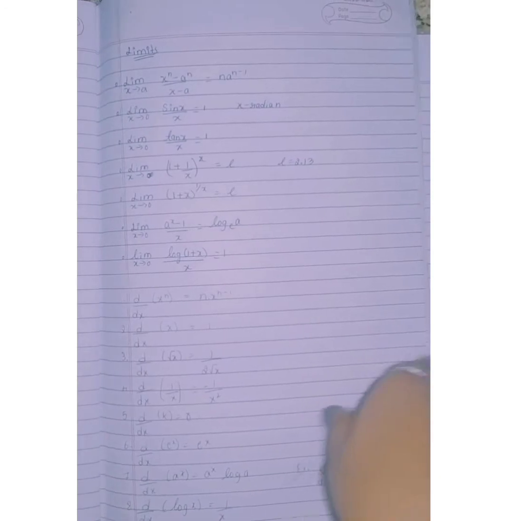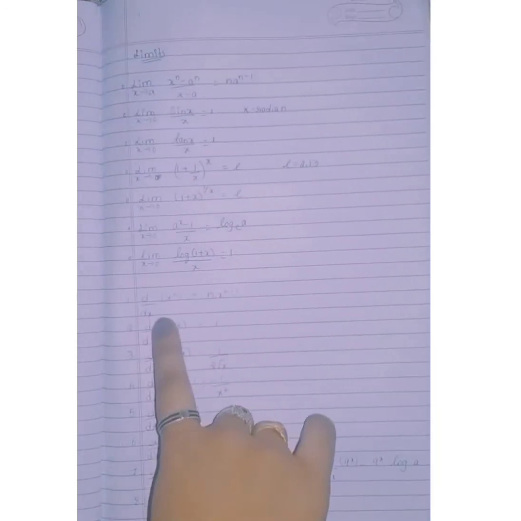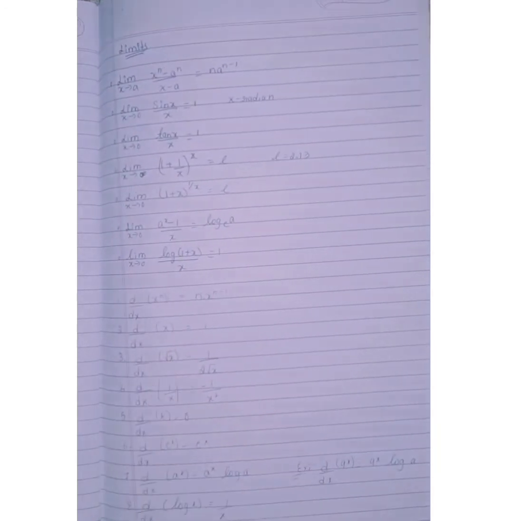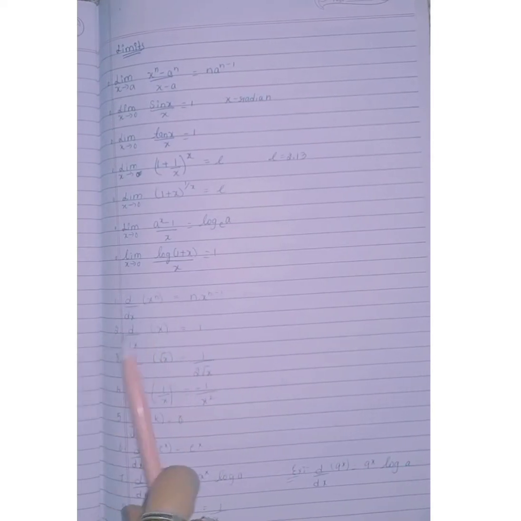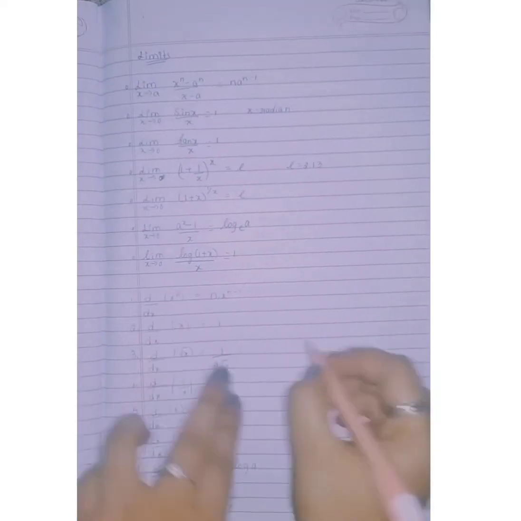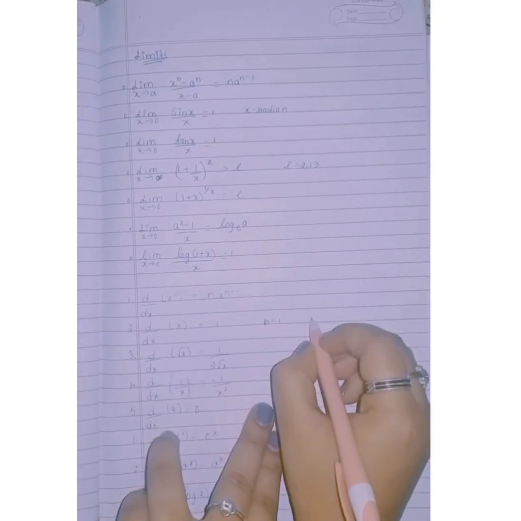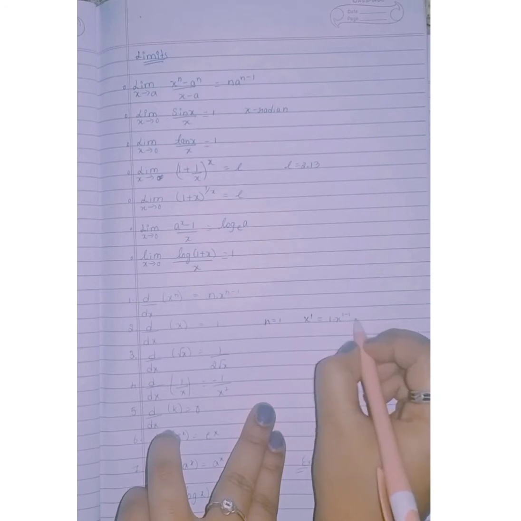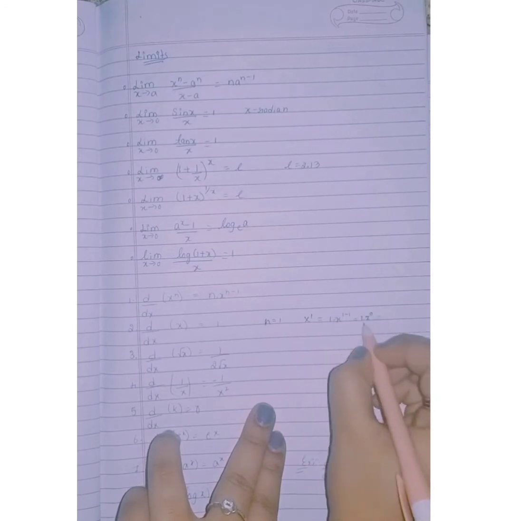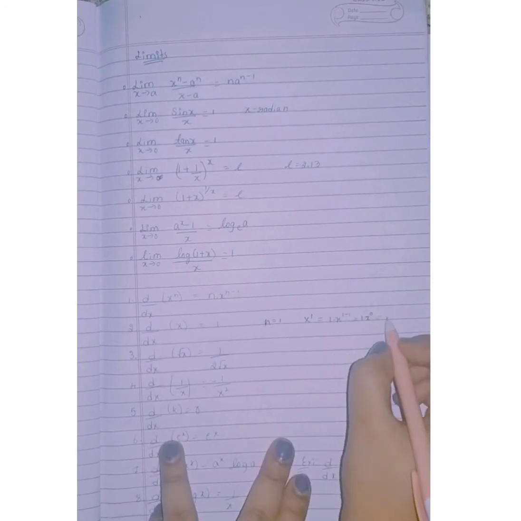So first is differentiation of x power n. Differentiation of x power n is n into x power n minus 1. Differentiation of x is 1. So here n is 1. So x power 1 is equal to 1 into x power 1 minus 1, that is 1 into x power 0. Anything power 0 is 1, so 1 into 1 is 1.